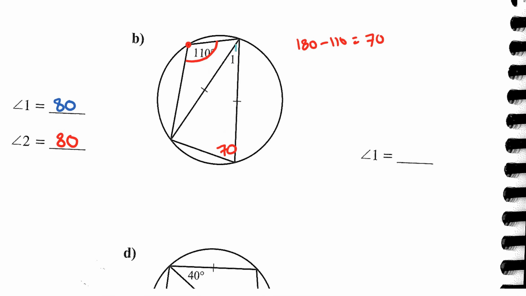Okay, and then you'll notice that we do have an isosceles triangle right there. So that means this has to be 70 degrees. And then that means angle 1 mathematically should be 40 degrees. So this right here is going to be 40 degrees.